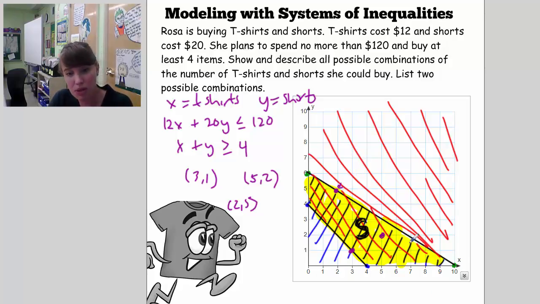But you can see that you can pick any of these integer values that meet on the coordinates. It has to be an integer because we're talking about whole t-shirts and whole shorts. But that's how you solve the system of inequalities. You create the system, you graph them, and then you shade their region. And oftentimes a follow-up question is to pick a few values for the system and make sure that they work for the system. So that's the end of the lesson for today.